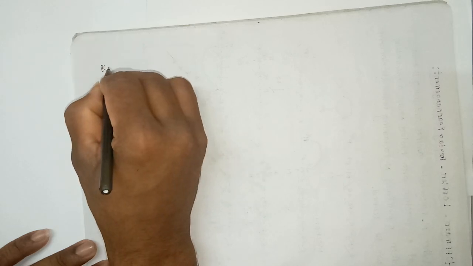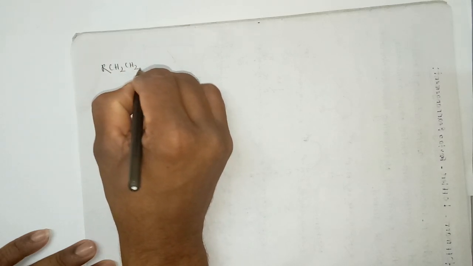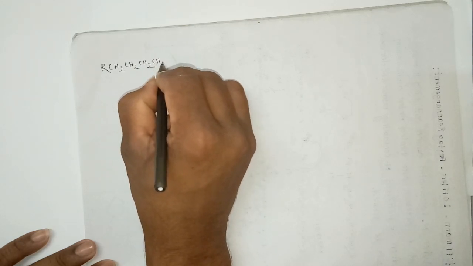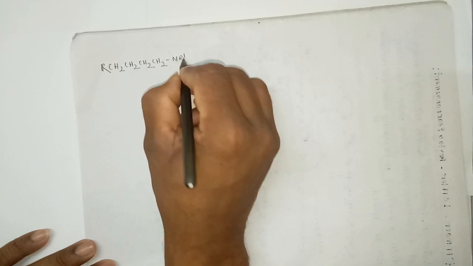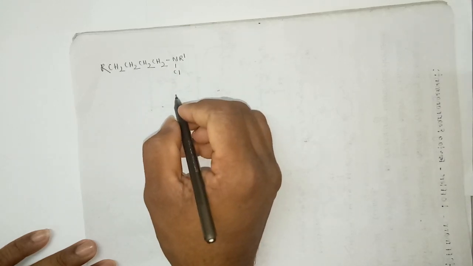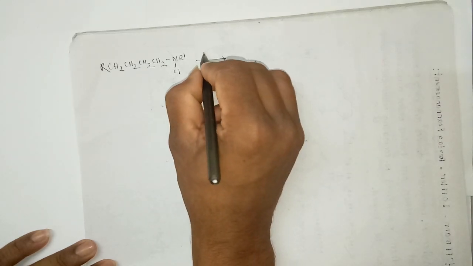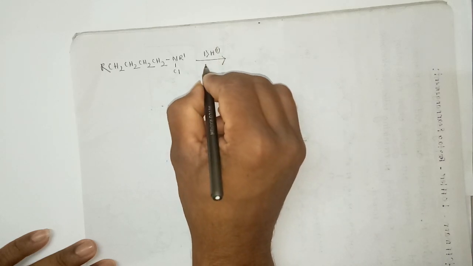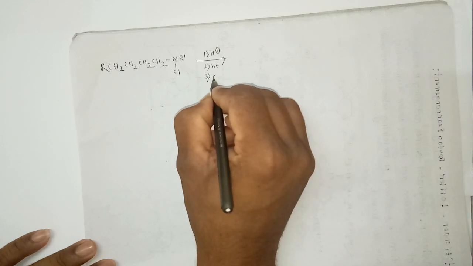Okay, for example we have R, CH2, CH2, CH2, nitrogen with an R group, and this is a chlorine atom, in the presence of acidic medium H plus. Second is light and third condition is OH minus.